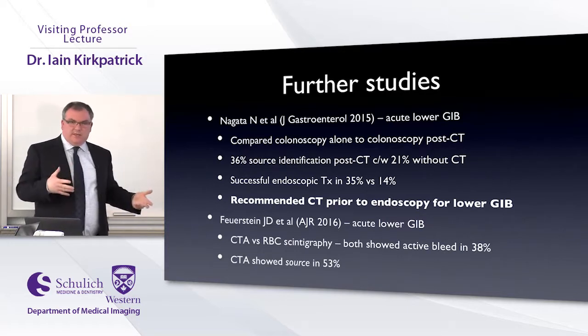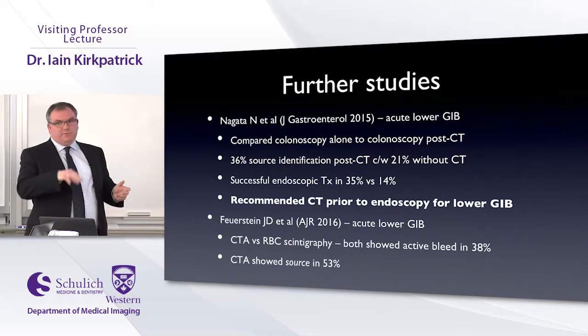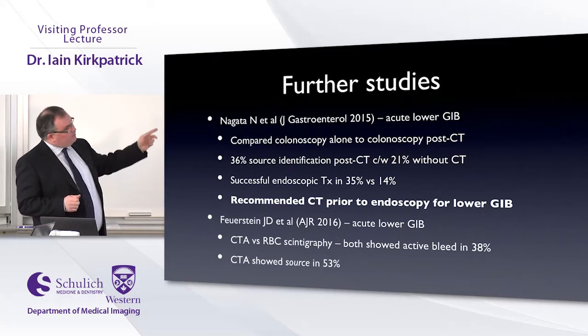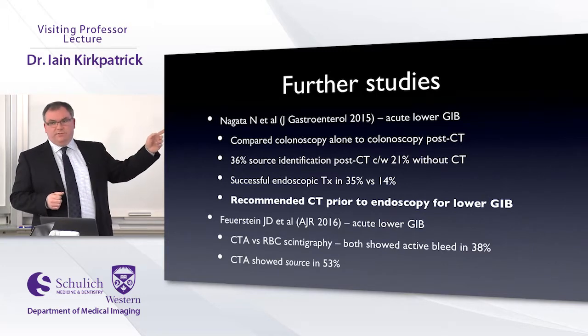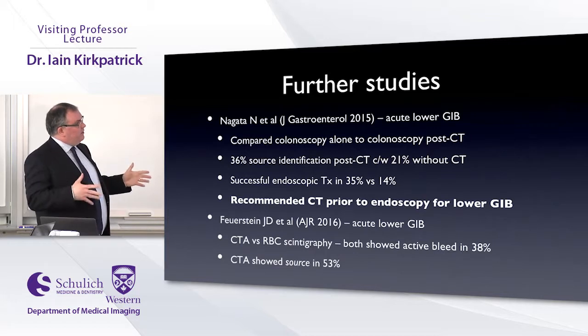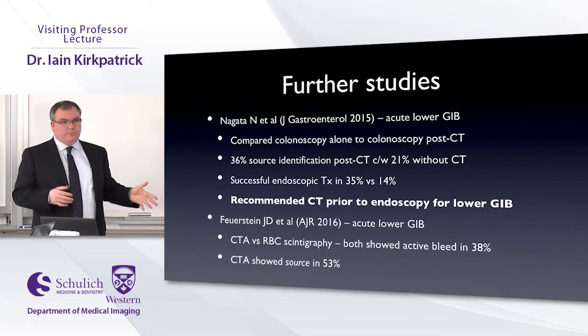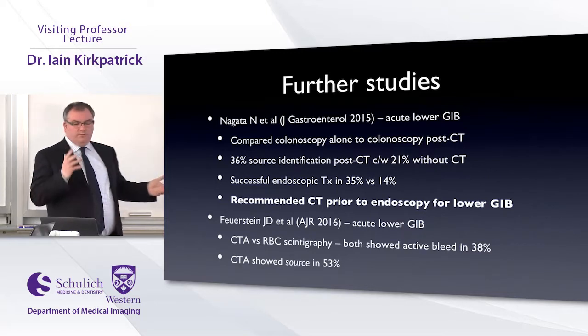Remember, these are kind of tough cases to scope. They haven't been prepped properly. There's blood there. So the CT helps them localize where the abnormality is, and they ended up treating a lot more patients. 35% versus 14% got treated endoscopically, and they concluded that maybe CT should be performed for all of these acute lower GI bleeds before you do the scope, which beforehand we would have thought was kind of crazy.